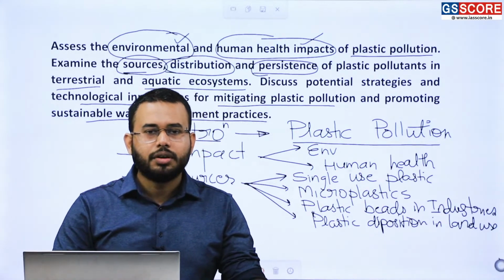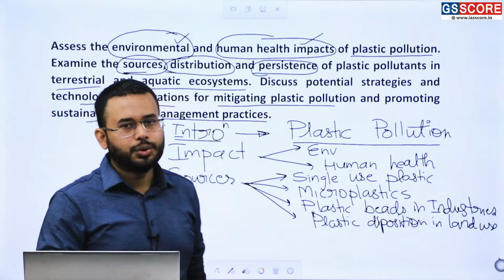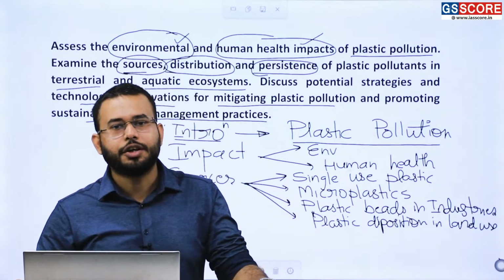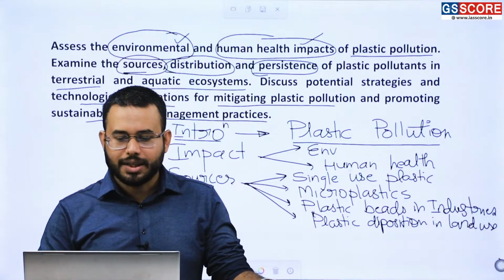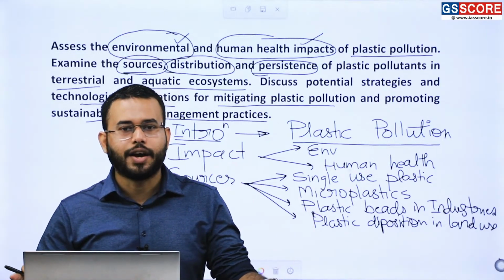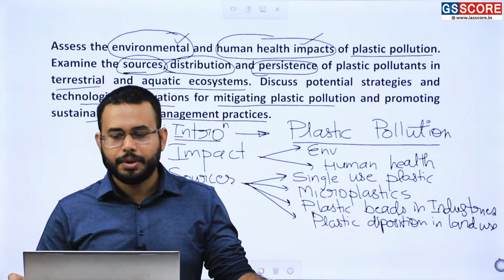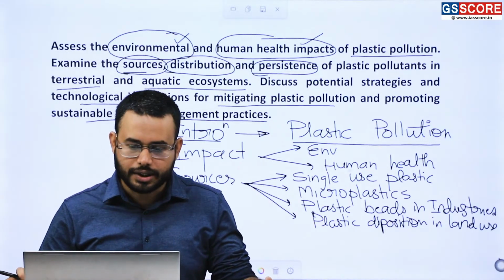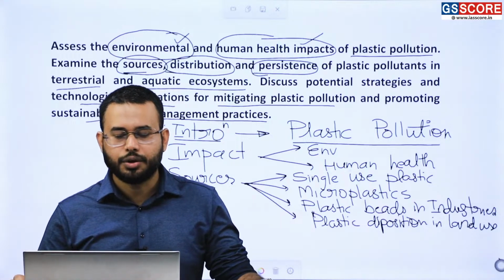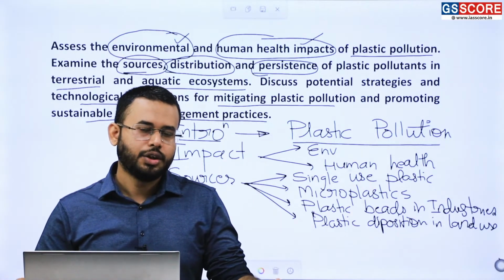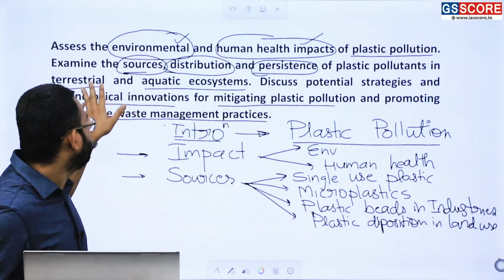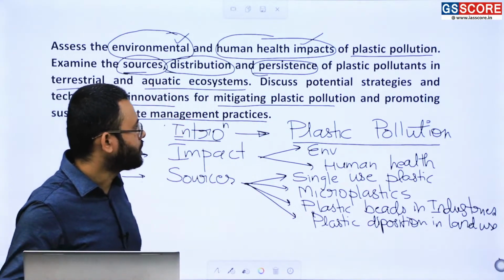And regarding the persistence, you need to talk about the plastics are highly durable and resistant to degradation. While some plastic breaks down into smaller fragments over a period of time, they persist in the environment for hundreds to thousands of years, right? Posing long-term threat to ecosystem and the wildlife. So that is the persistence nature of plastic pollutants in the terrestrial and the aquatic ecosystem.